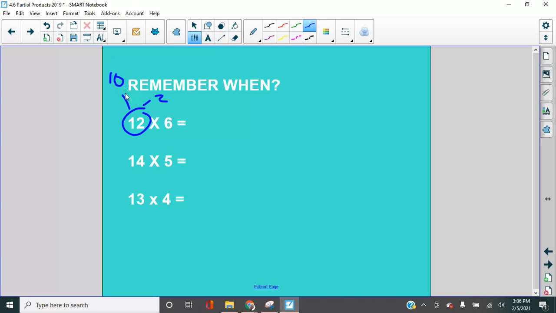So we can just take this 10 times 6 and the 2 times 6. Right? If you want to do the big number times 6, then you can just break it up into 2 parts and do those times 6. Well, 10 times 6 is 60, and 2 times 6 is 12. And so then we have to put those together and get 72. Remember that?